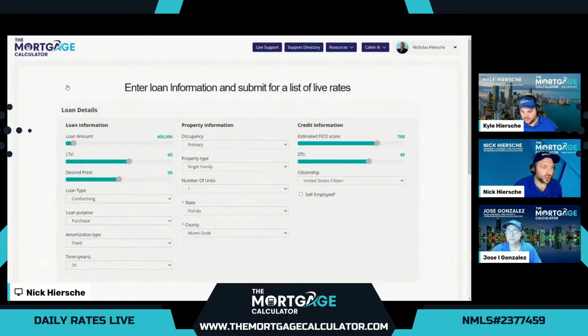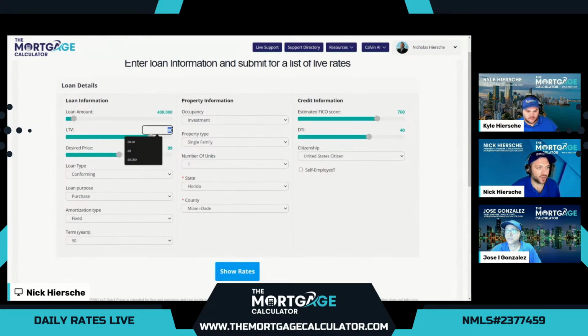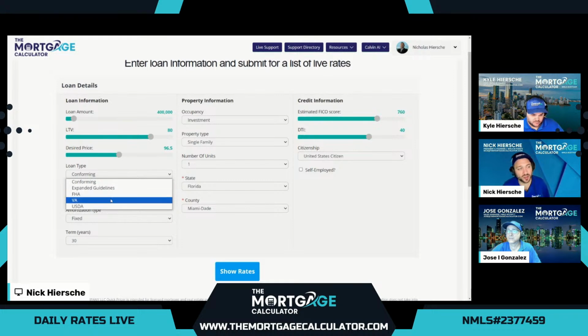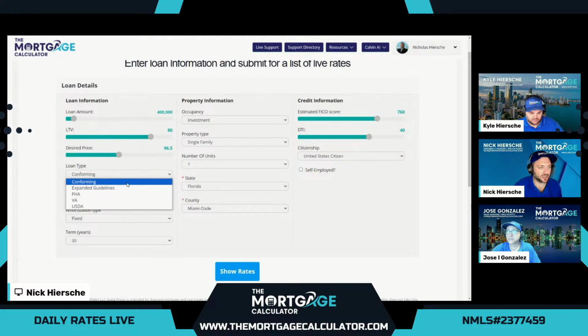And before we go into Jose's example on another type of non-QM program, we always want to do our investor demos. So we'll set up the same scenario here, 400,000 loan amount, 80% loan to value, 20% down payment. And we're going to ask the computer to find the lowest rates we can offer for conforming conventional and compare that with our expanded guidelines, also known as non-QM. Government programs, FHA, VA, and USDA do not work for investments, so we'll skip over those here.